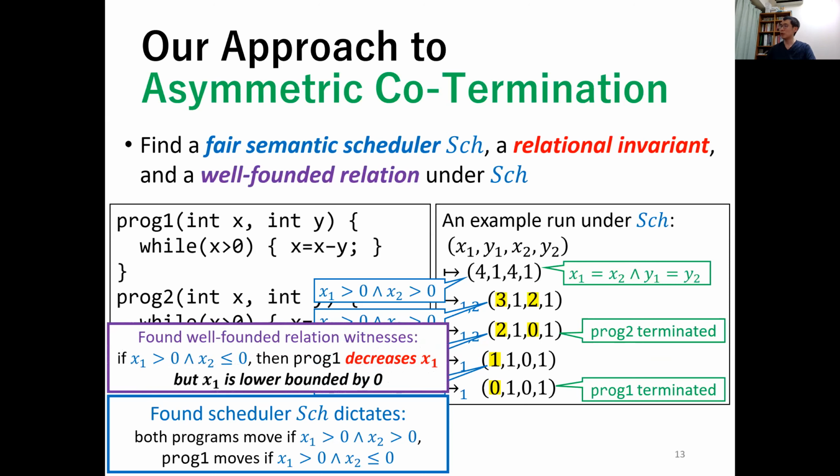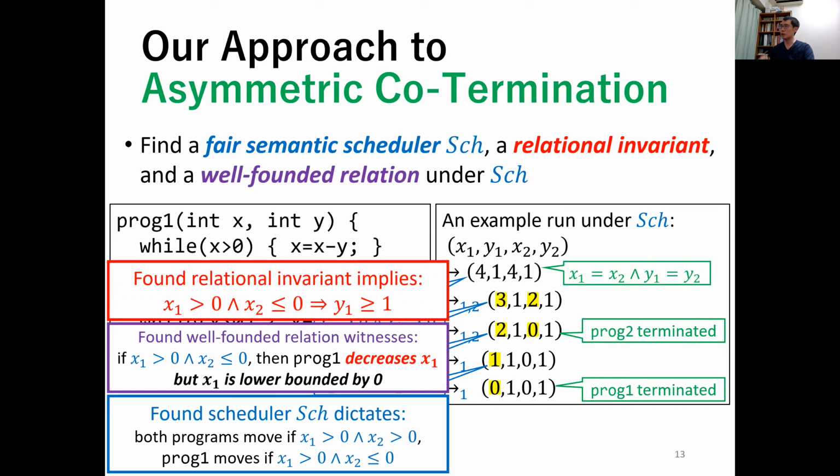We can also find a well-founded relation that witnesses the termination of program 1 relative to the termination of program 2. That is, after program 2 has terminated, program 1 decreases its x at each step, but the value of x in program 1 is lower bounded by 0, and so program 1 will eventually terminate once program 2 has finished. And so this proves co-termination. And we can also find the relational invariant that shows that this is indeed a proof of co-termination.